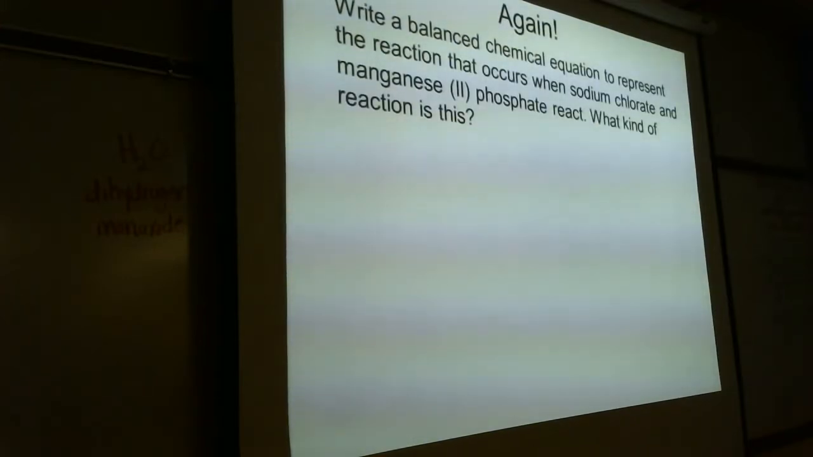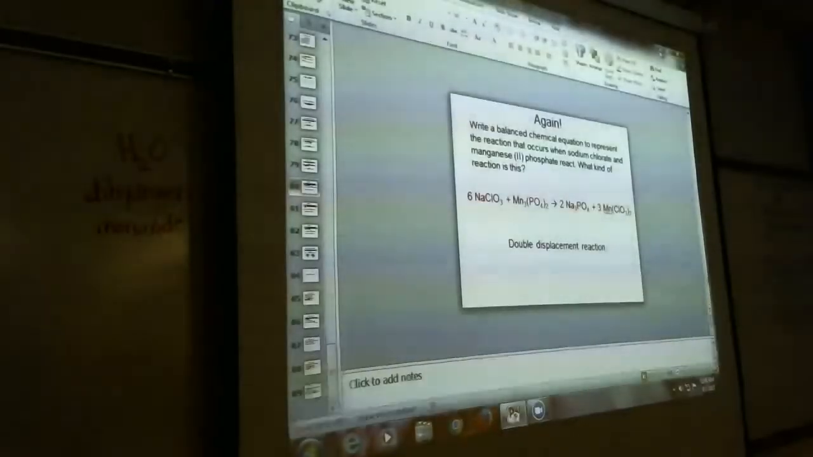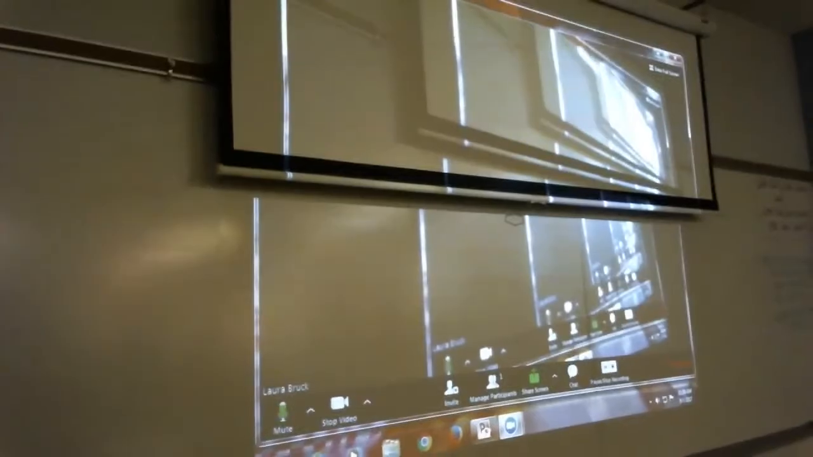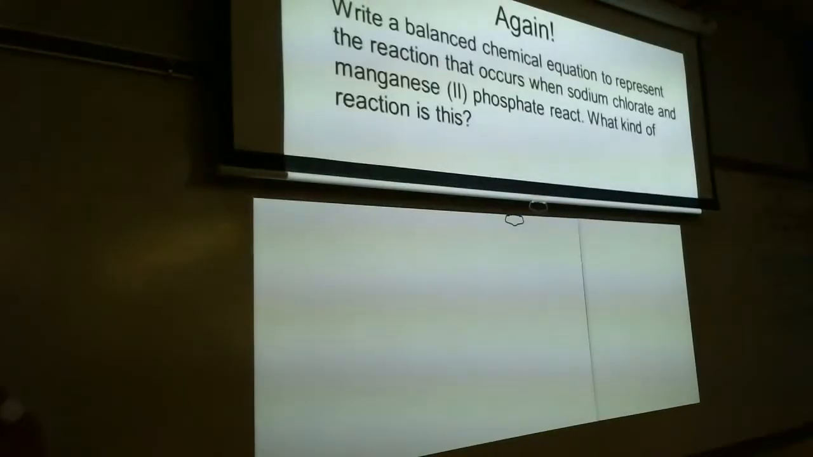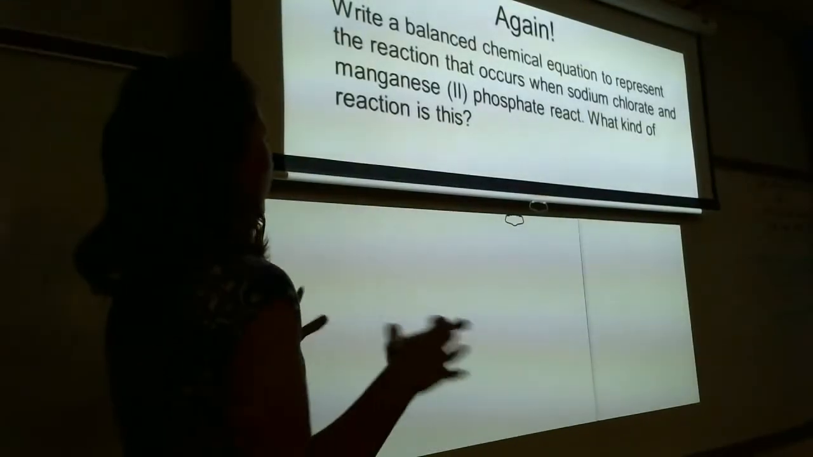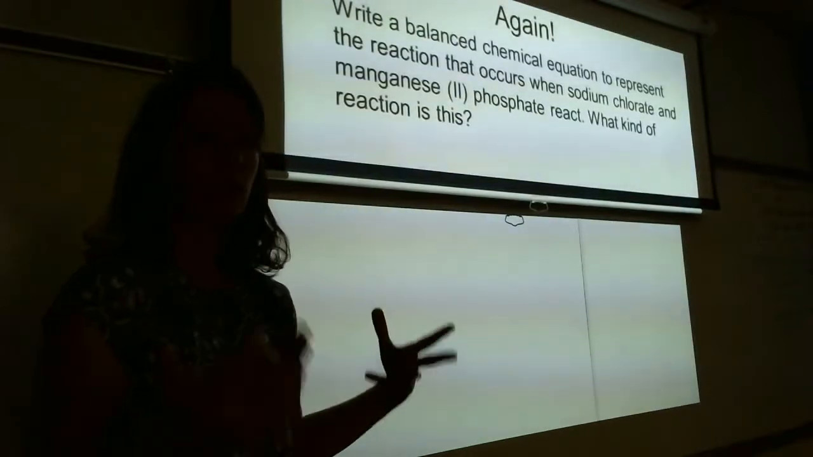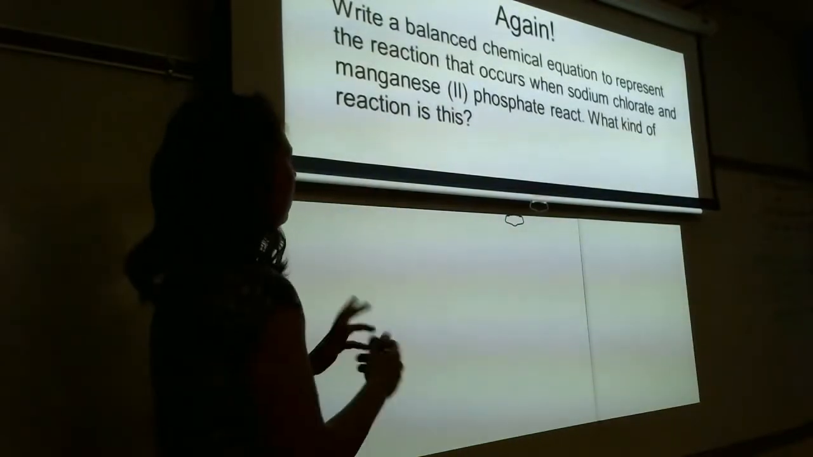Write the balanced equation to represent the reaction occurring when sodium chlorate and manganese(II) phosphate react. What kind of reaction is this? Give me a second here. Let me pause the recording. So I'm going to go through it on the board so we can all make sure we're good on the crisscrossing and the formulas and everything.